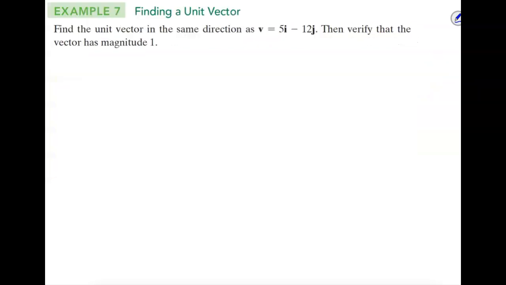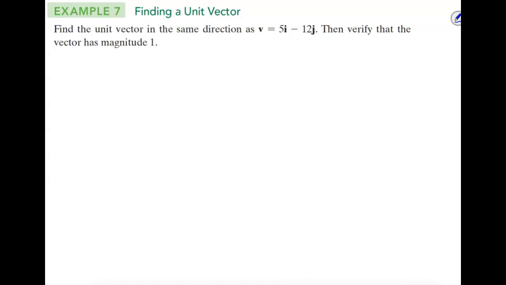So here's an example. Example 7. Find the unit vector in the same direction as vector v, which is 5i minus 12j, and then verify that it has a magnitude, a length of 1. So we first need to find out what is the magnitude of this vector.